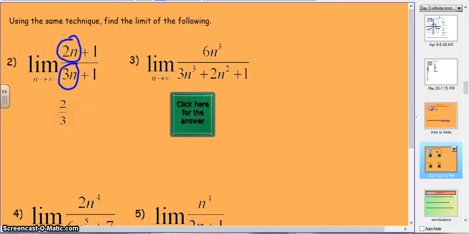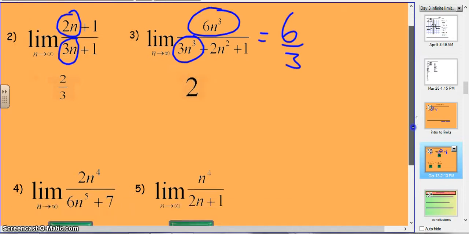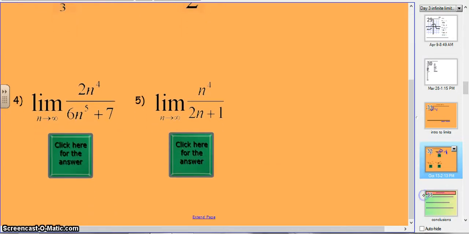Let's take a look at number 3. Highest power on the top, 6n to the third. Highest power on the bottom, 3n to the third. The powers are the same, so it should be the coefficient. So 6 divided by 3 is 2. Okay, let's take a look at a couple more.